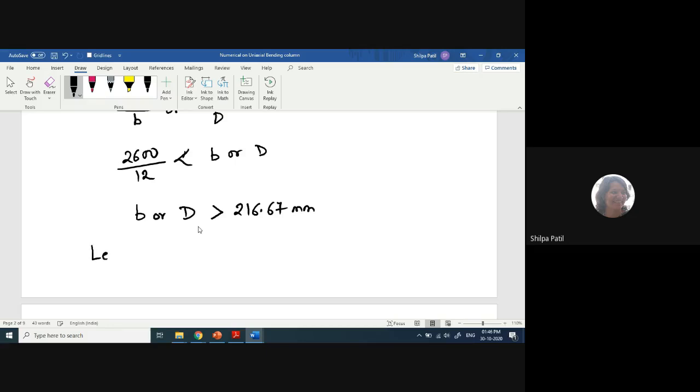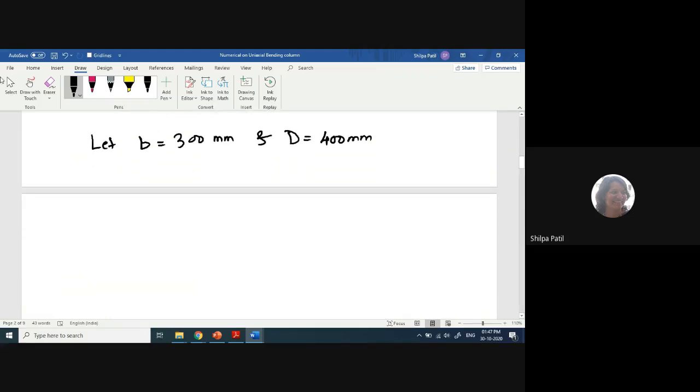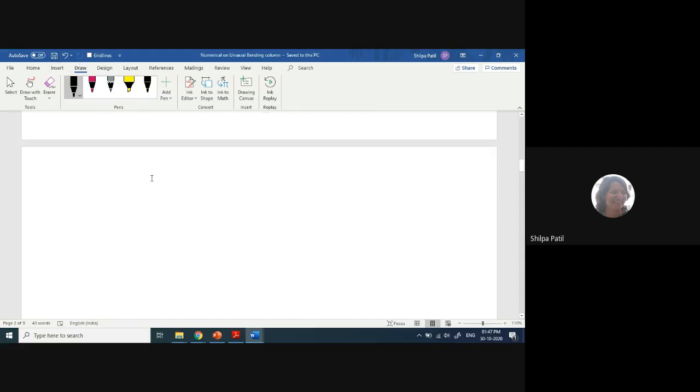Okay. So I will consider let B is equal to 300 mm. I'm considering B as 300 mm and D equal to say 400 mm because I want to make a rectangular column. So I have assumed B as 300 mm and D as 400 mm. So these are my dimensions for the column. What is the next step? I think you have not noted the steps.